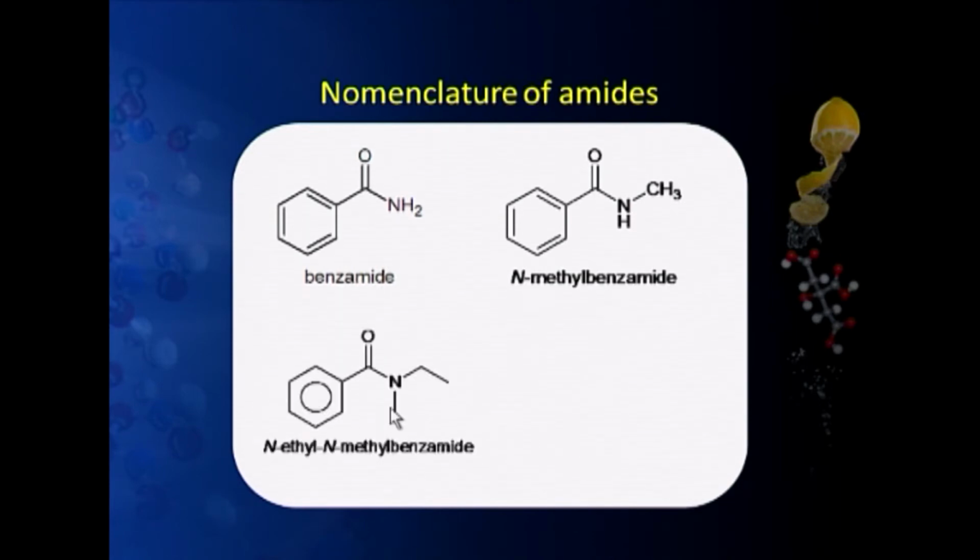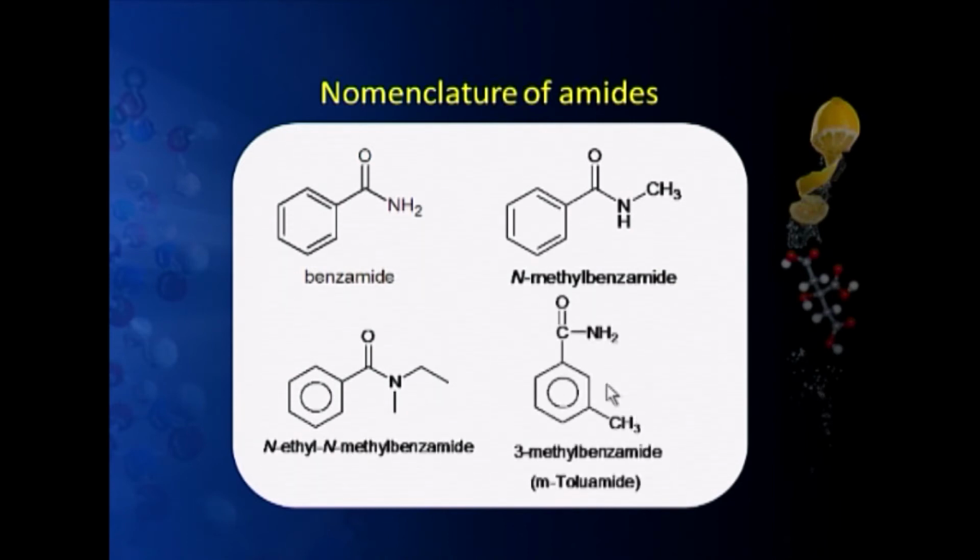Suppose these are two different alkyl groups. One is an ethyl group, another is a methyl group. Then we will write the names for both the alkyl groups before the name of the amide. We will place one N before the name of each alkyl group, and these alkyl groups will be arranged alphabetically. So, one is ethyl, another is methyl. So, we will write it as N-ethyl, N-methyl benzamide.